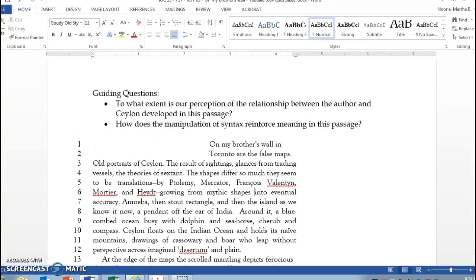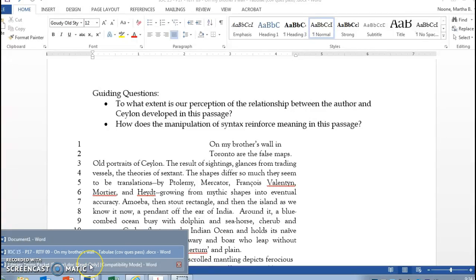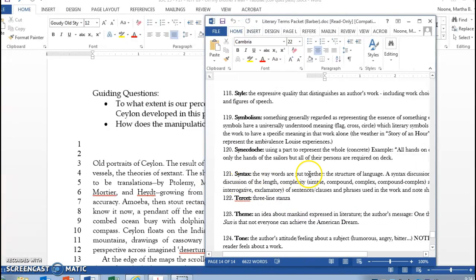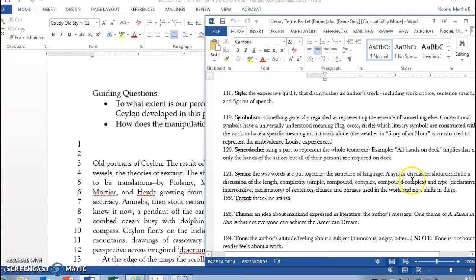Well, before I get working on this, I've set myself up. I went into Blackboard using the helpful video, and I pulled up the lit terms: syntax. All right, so I need to pay attention to this while I'm reading. The way words are put together, the structure of language. Well, I know syntax, that's easy. But it should include the discussion of length and complexity, like simple, compound, and type: declarative, interrogative, exclamatory, of sentence clauses and phrases used in the work, and note shifts in these.